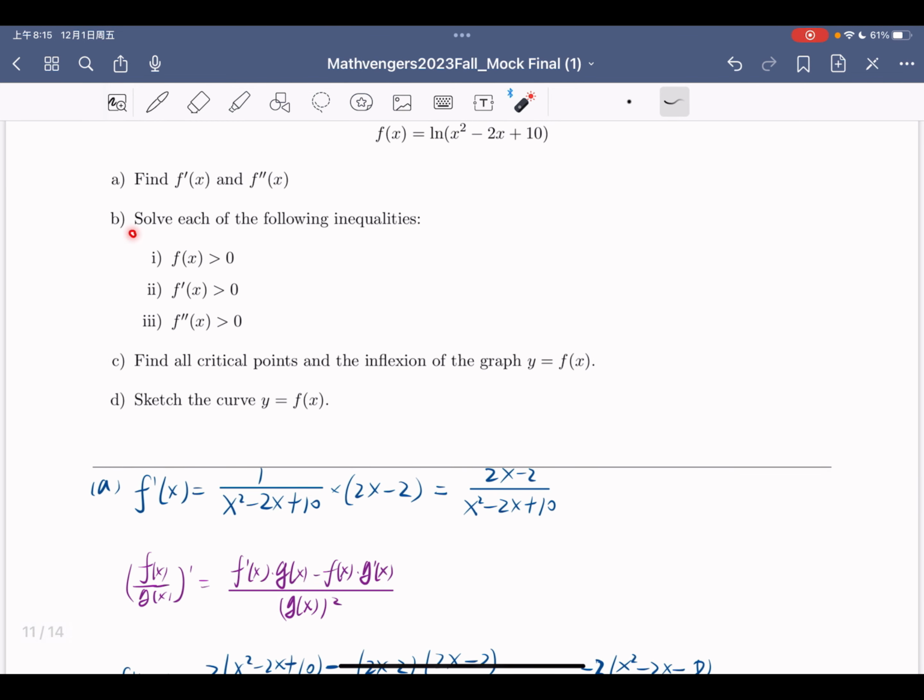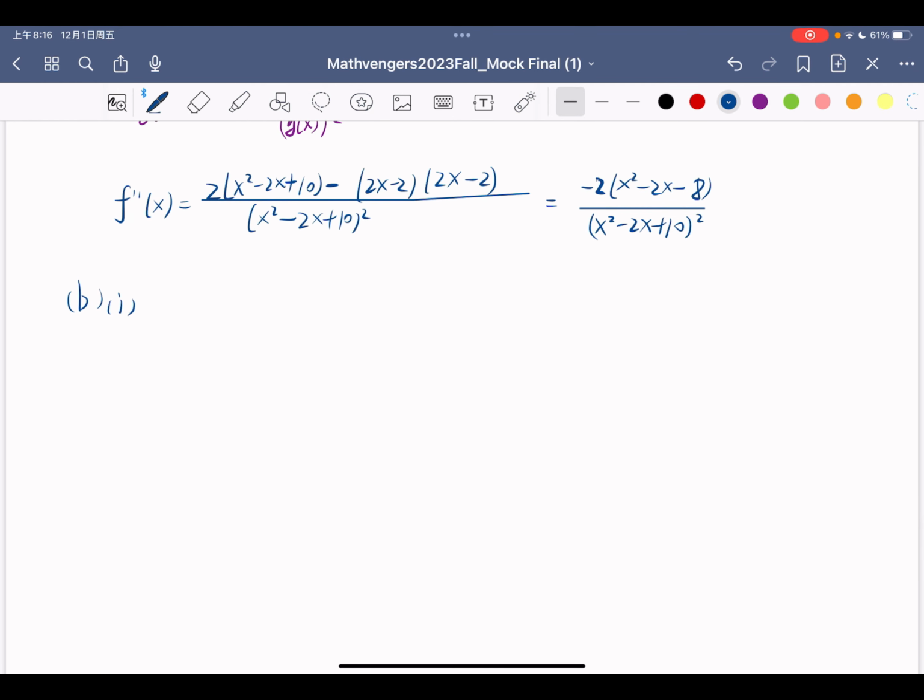For part B, we need to solve each of the following inequalities. First is the interval for which the function is positive, the second is the interval for which the first derivative is positive, and the third is for the second derivative.